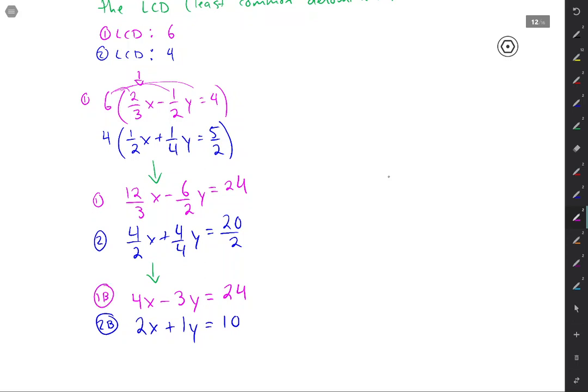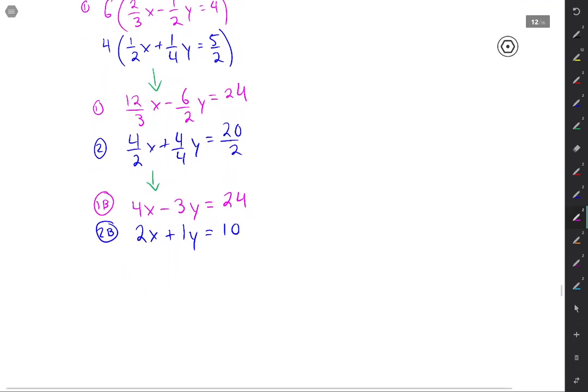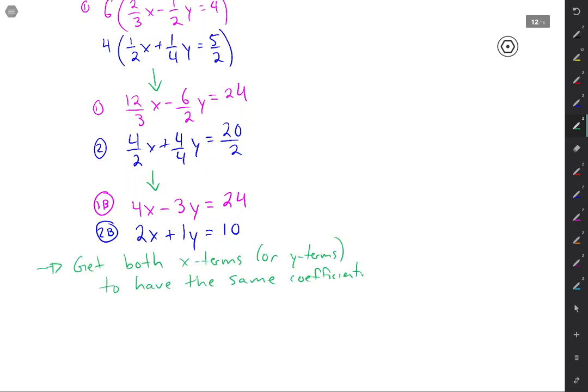So now that we got rid of those denominators, we need to eliminate a variable. Right now we have no coefficients that are the same. So our first step is to get either both y terms or both x terms to have the same coefficient. Looking at these equations, we can either get both the x coefficients to be the same, and to do that I would just multiply the second equation by 2, because then we would have 4x in both of them, or we can get both of the y terms to have the same coefficient. I'm going to do both of the y terms.